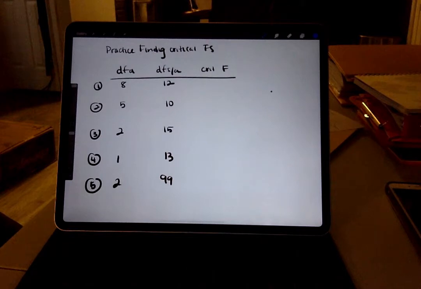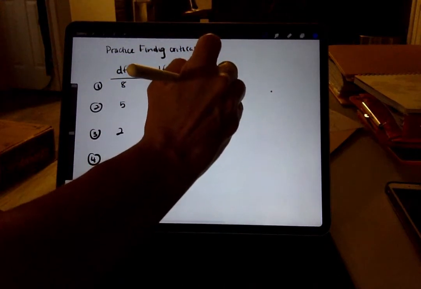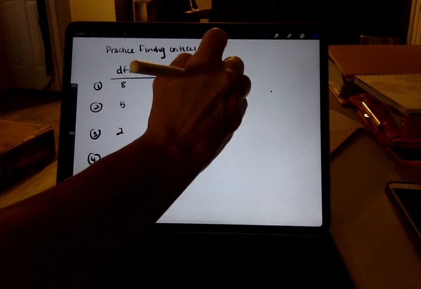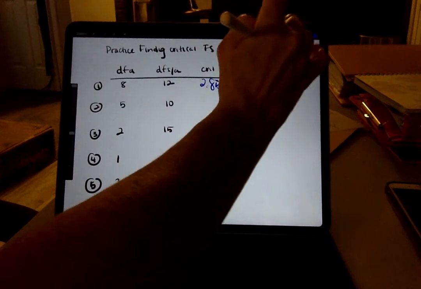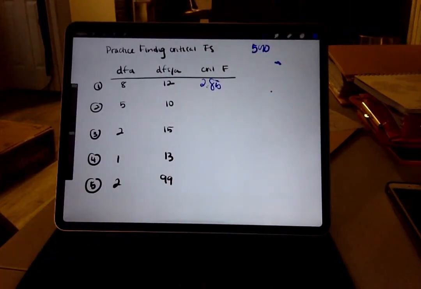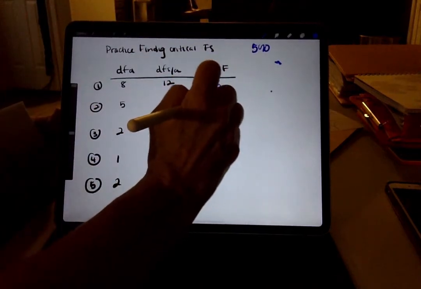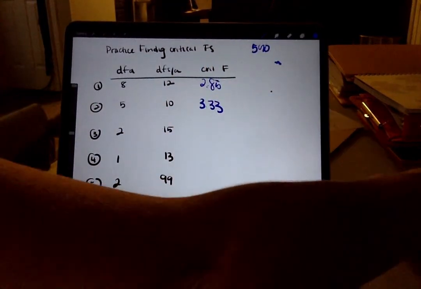All right, so the first example, degrees of freedom A is 8, degrees of freedom S over A is 12. So the critical F is 2.85. All right, and remember, we are using the 5% significance. All right, our next one, 5 and 10. Degrees of freedom A is 5, degrees of freedom S over A is 10. The critical F is 3.33.